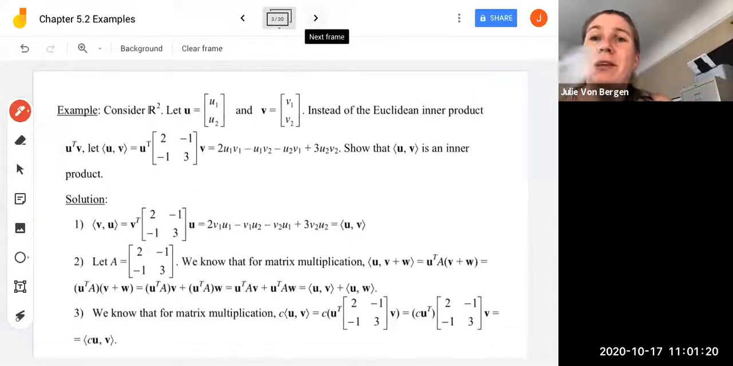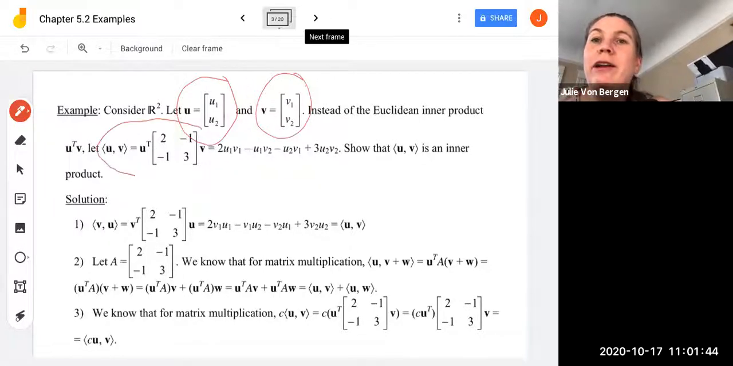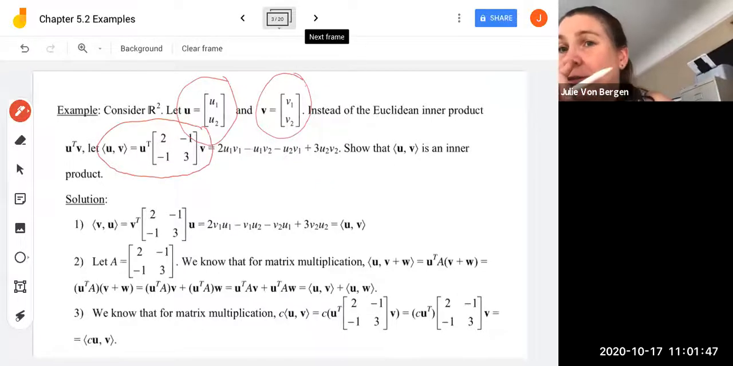So let's take a look at some examples here. We're going to look at an example in R2. We'll have U be U1, U2, and V be V1, V2. But instead of the usual Euclidean inner product, which we can write as U transpose V, because we just multiply them through like column or row matrices, we're going to define an alternative inner product: U transpose multiplied by the matrix 2, -1, -1, 3, multiplied by vector V.